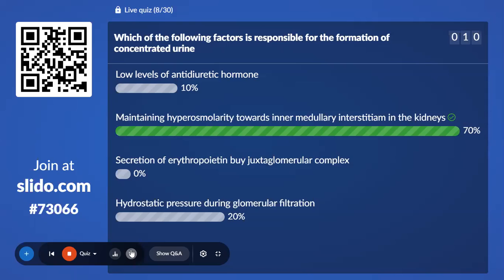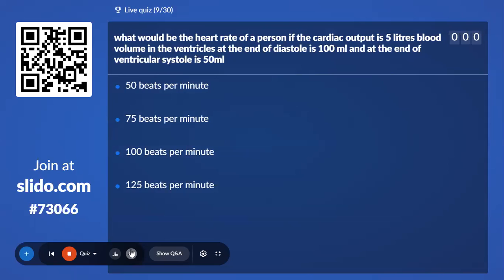Moving on to the ninth question. What would be the heart rate of a person if the cardiac output is 5 liters, blood volume in the ventricles at the end of diastole is 100 ml, at the end of ventricular systole is 50 ml. 50 beats per minute, 75 beats per minute, 100 beats per minute, 125 beats per minute. Your time, 5 seconds more.